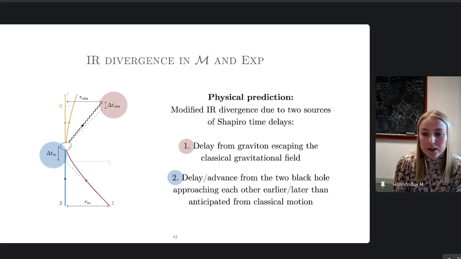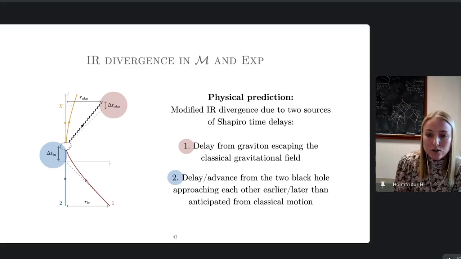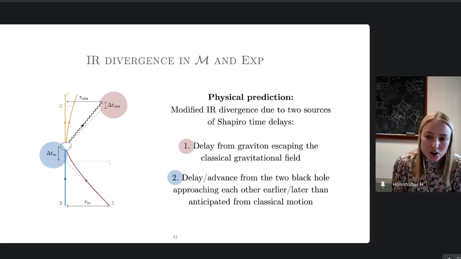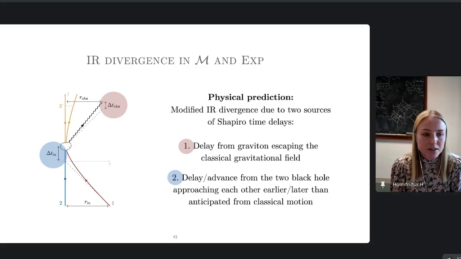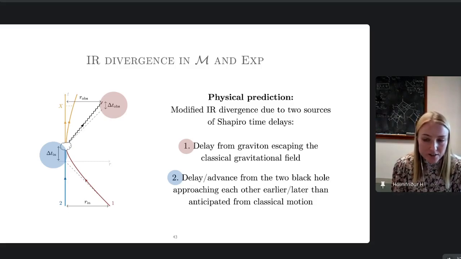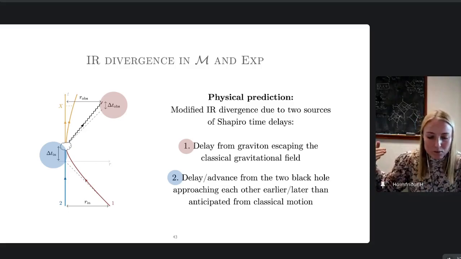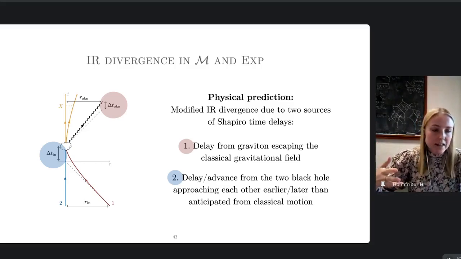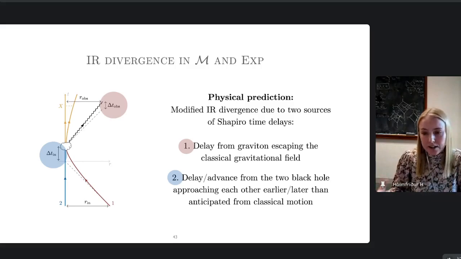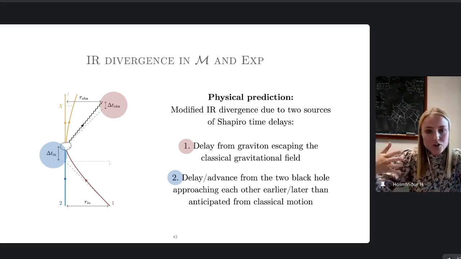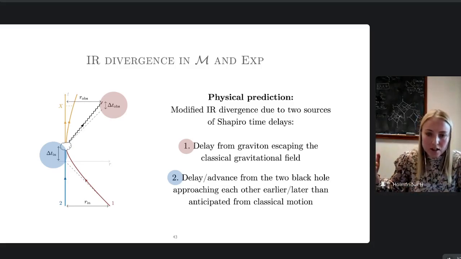So that's a delay or an advance from the two black holes approaching each other and scattering basically earlier or later than anticipated from classical motion. This is very easy to understand in the non-relativistic limit, because let's say we send in two black holes with some velocities. If there were no infrared divergences, if there were no long-range interactions, then we would just expect that until they're very close to each other, they just move on their straight trajectories.